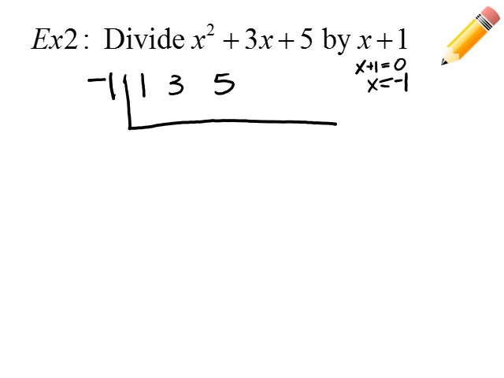First step, bring down the first term. We have a 1. -1 times 1 is -1. Add those terms together. 3 plus -1 is 2. -1 times 2, -2. 5 plus -2 gets me to 3.